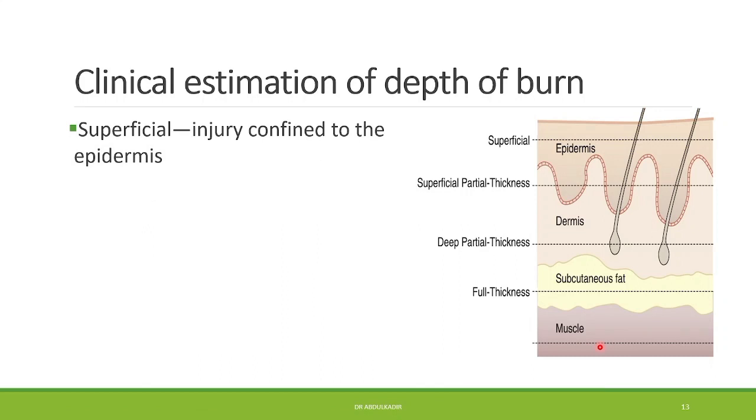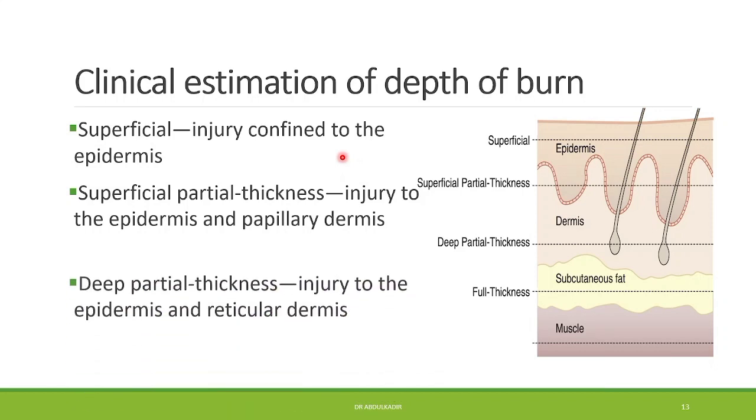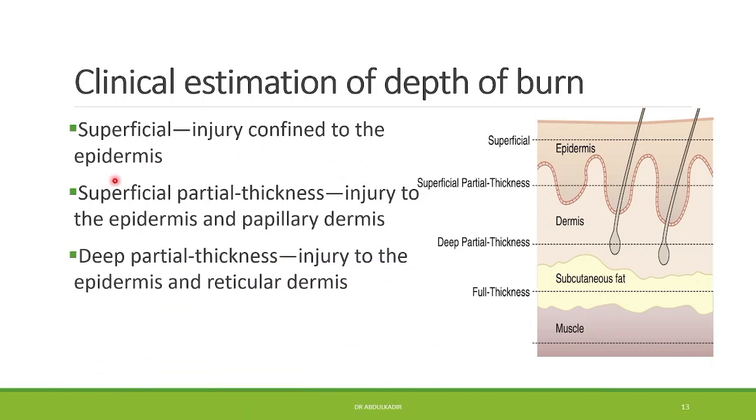burn, or first degree burn. In first degree burn, the injury is confined to the epidermis. It will involve only the epidermis. Superficial will not go to the dermis. In second degree we have two parts, which are the superficial partial thickness burn and the deep partial thickness burn.